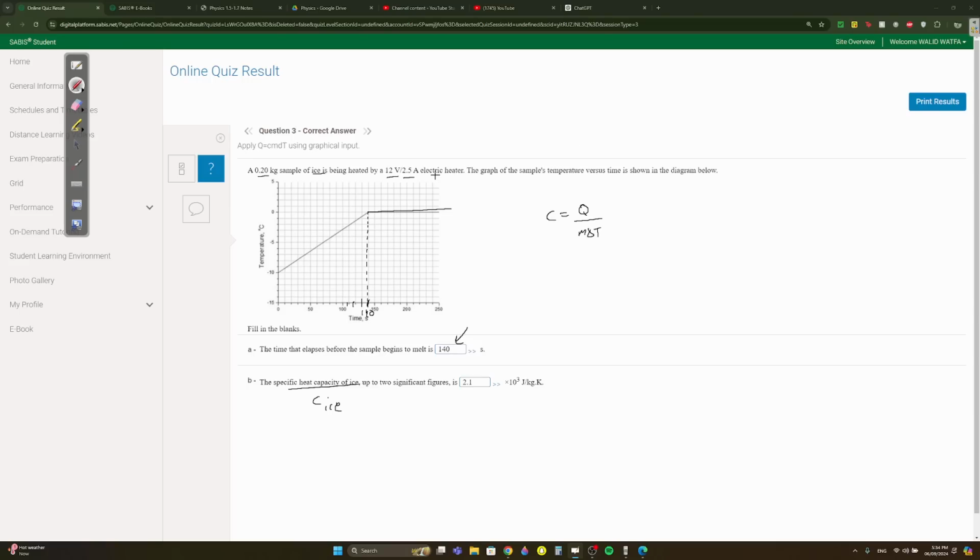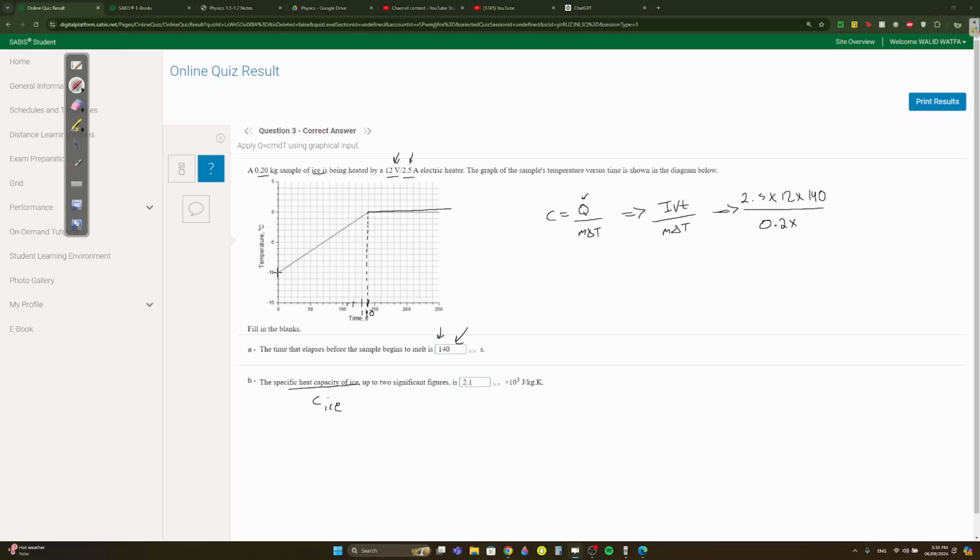Now, do we have Q? No. But what do we have? They asked us to find the time for a reason. They gave us the volts and amperes for a reason. So instead of Q, what do we write? I V T over M delta T. So it's going to be 2.5 times 12 times 140 divided by the mass of it, which is 0.2, times delta T.